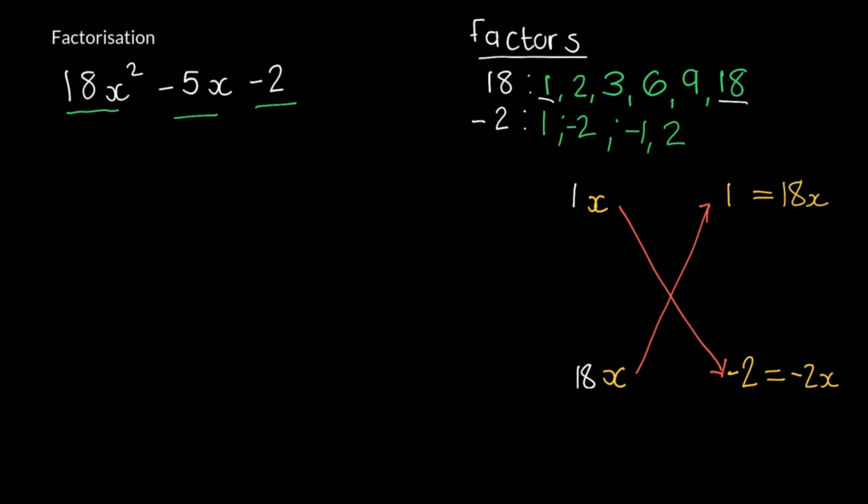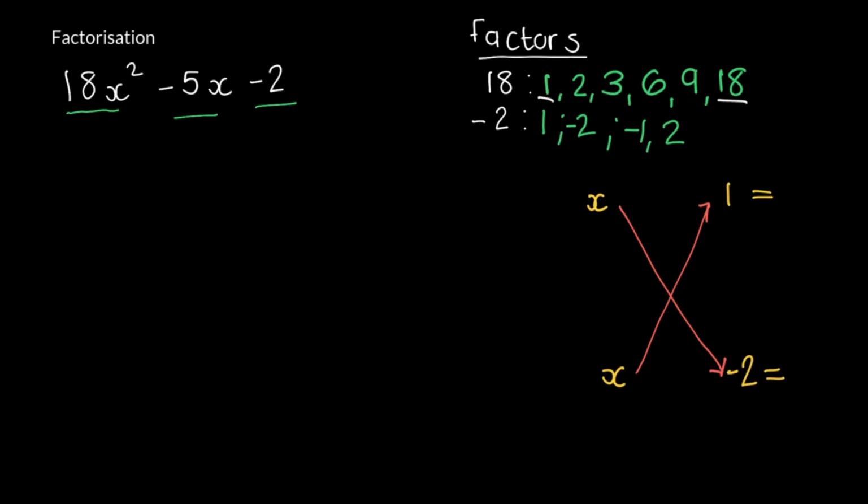Then I have to add these two. I have to add 18x and -2x, and they have to give me -5x. But they don't. 18x minus 2x gives me 16x, and we're looking for -5x. So these two are not the numbers we're looking for, and we can take those out and try the next set.